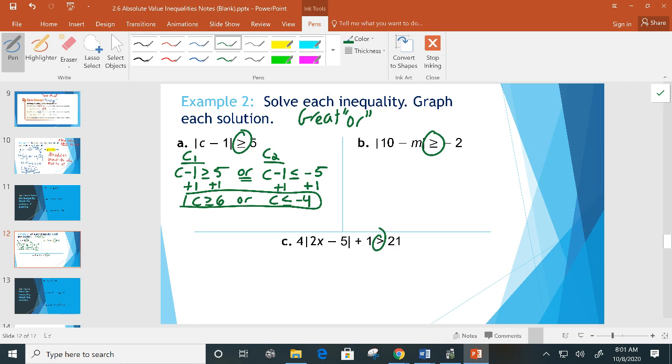So let's draw on our number line. We've got negative 4 down here. We've got positive 6 over here. We're going to have closed circles at both of them. And we're going to shade on the outsides because it's an or compound inequality.